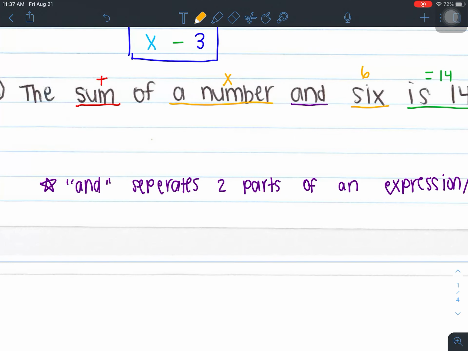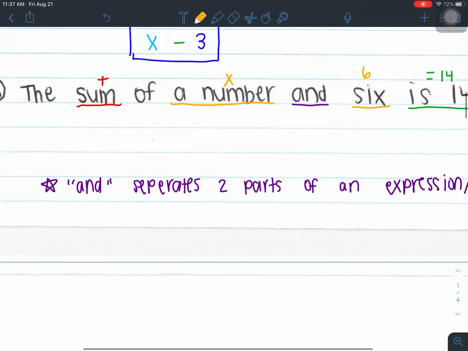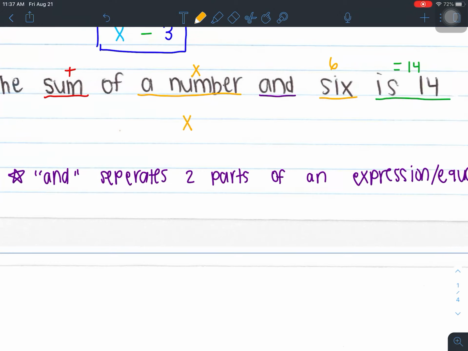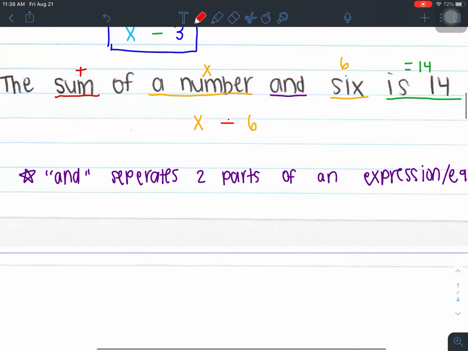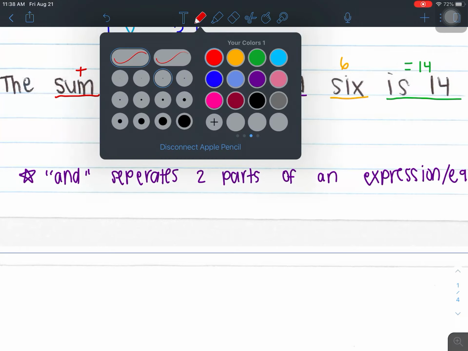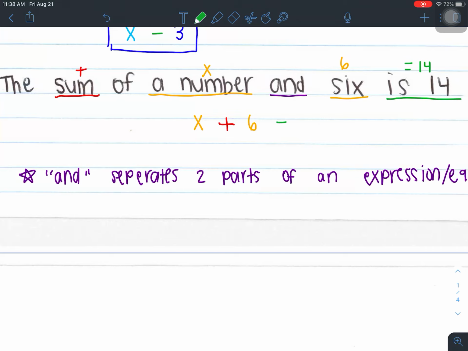At the very beginning, we talked about how and separates 2 different things. It's separating a number, x, and 6. Well, what's separating them? There has to be an operation in between, but what is that operation? They tell you what that operation is at the very beginning of that sentence, and it's the sum part. So you actually have an addition sign that's separating the number and 6. And then you know that it's going to equal 14.